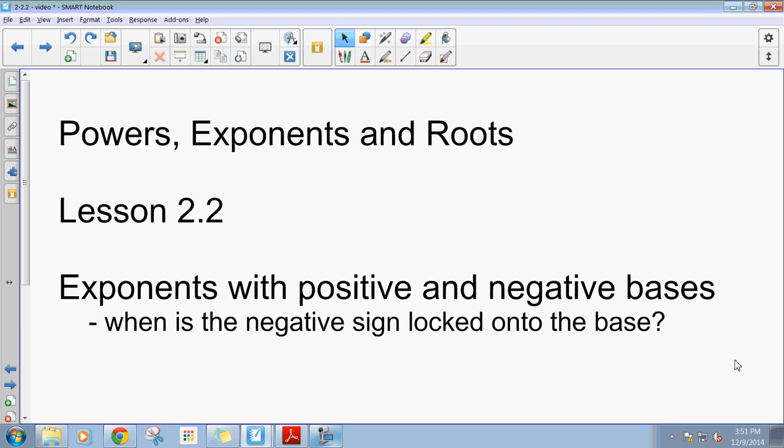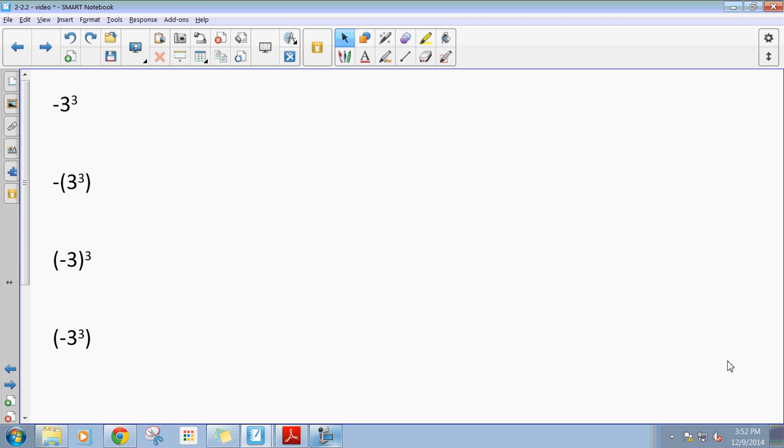Today we're going to look at lesson 2.2, and we're dealing with exponents that have both positive and negative bases. When is the negative sign locked on to the base? I have 4 different examples here.